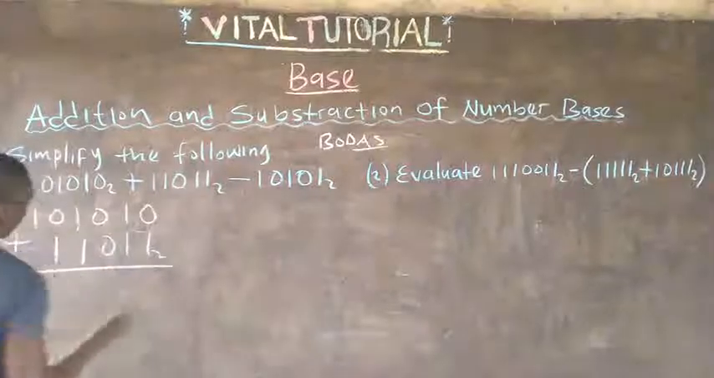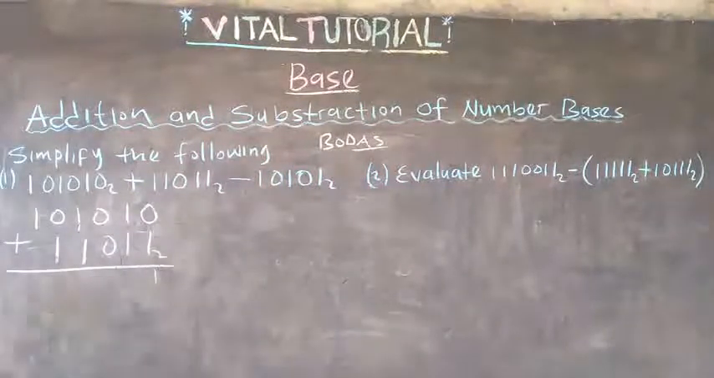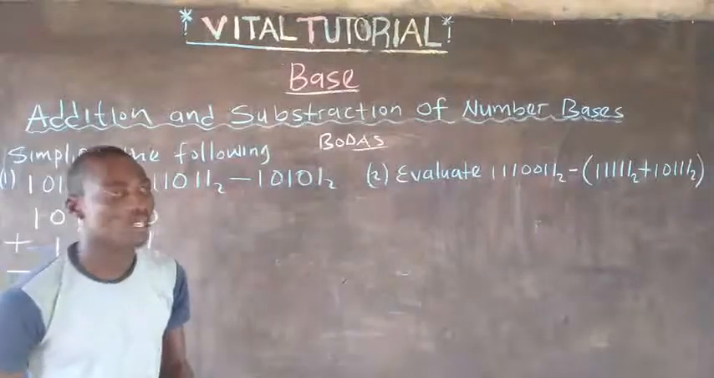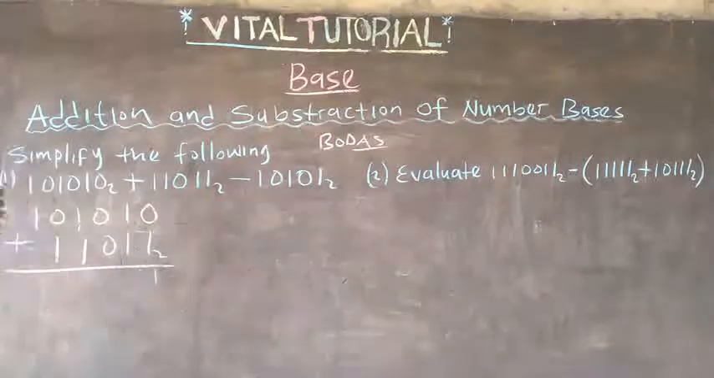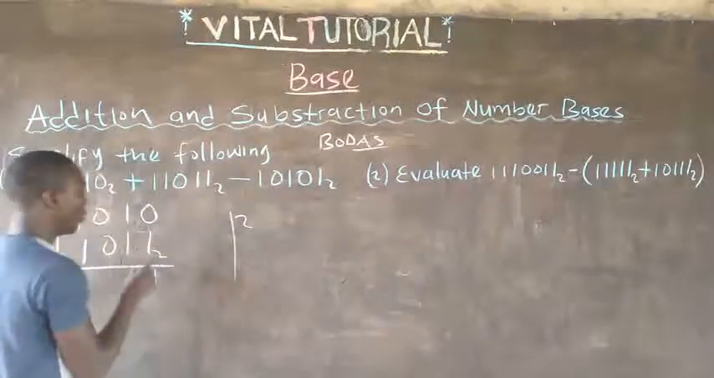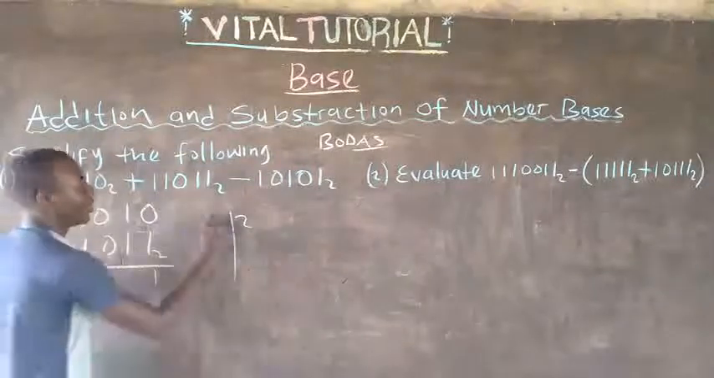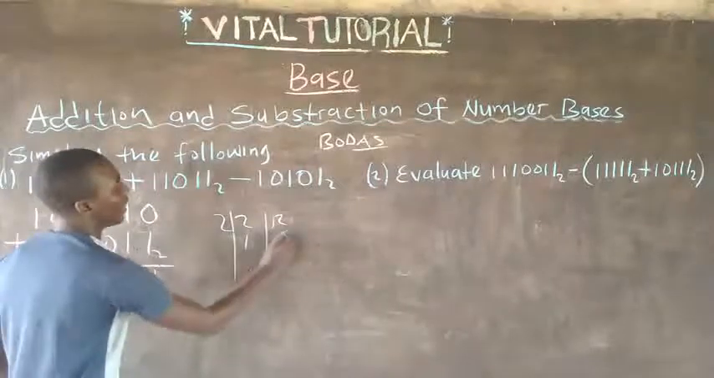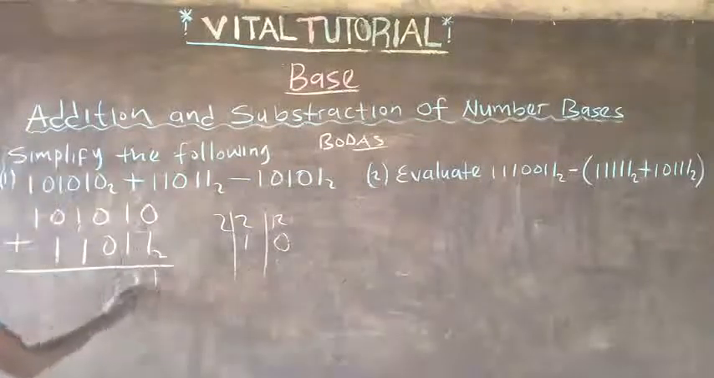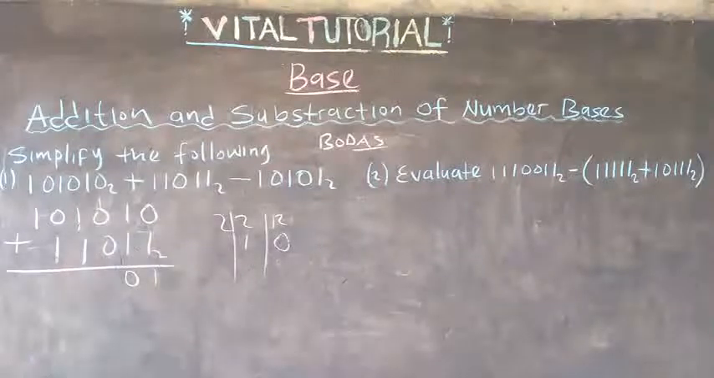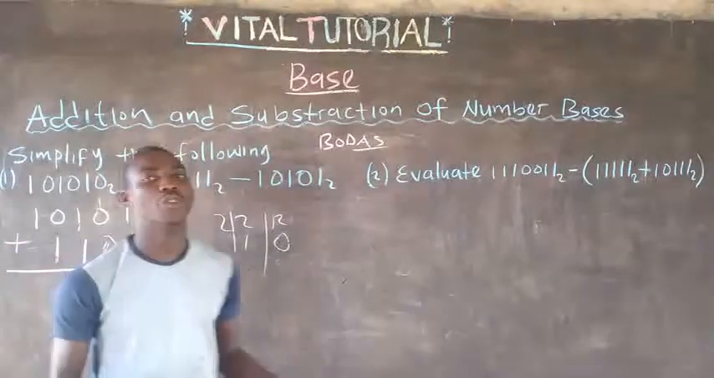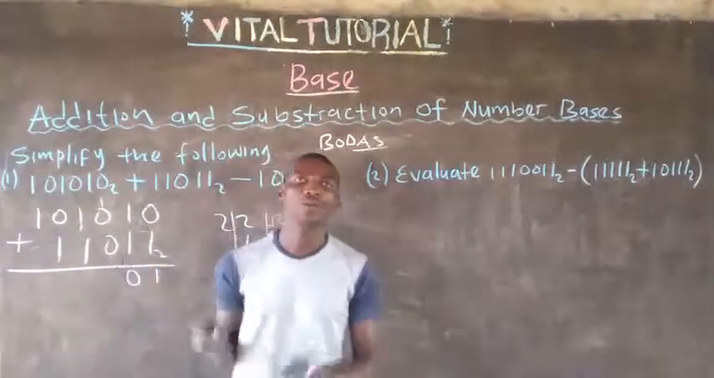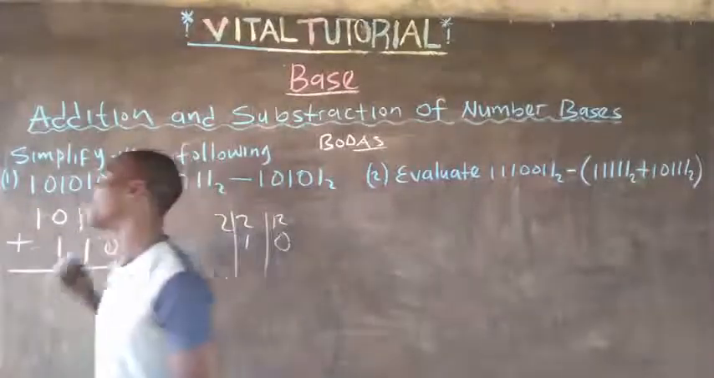0 plus 1 is 1. 1 plus 1 is 2. You can see that 2 is equal to our base, and the law of base doesn't agree with that. So you just say 2 goes in 2 once, remainder 0. Then you write 0, you carry 1. That is why in base 2, they normally say 1 plus 1 is nothing but 10, and 1 plus 1 plus 1 is nothing but 11. You have to take note of that.